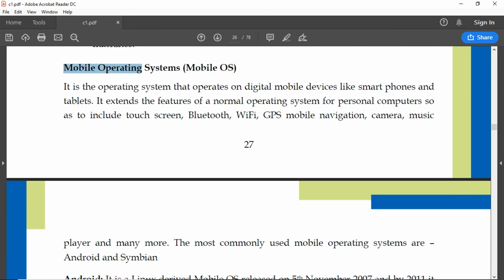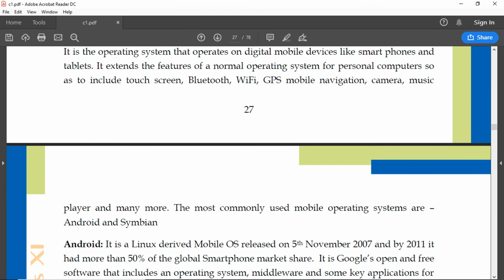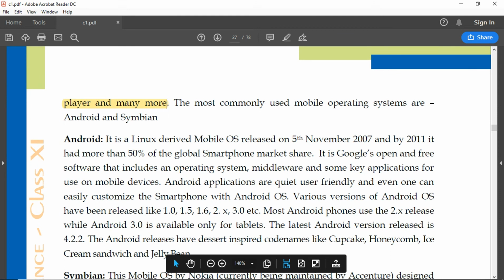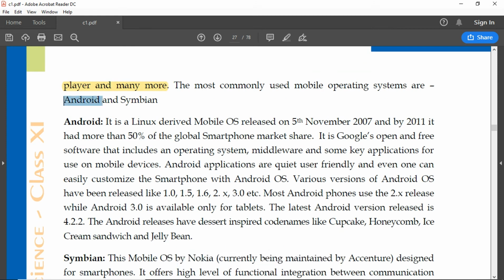Mobile operating systems, Mobile OS. It is the operating system that operates on digital mobile devices like smartphones and tablets. It extends the features of a normal operating system for personal computers so as to include touch screen, Bluetooth, Wi-Fi, GPS, mobile navigation, camera, music player and many more. The most commonly used mobile operating systems are Android and Symbian.